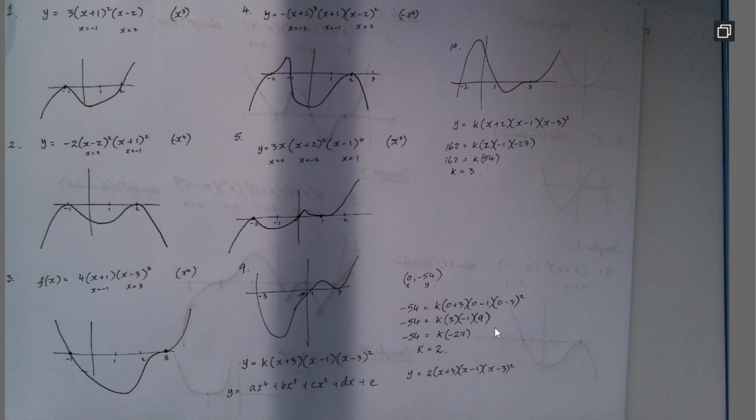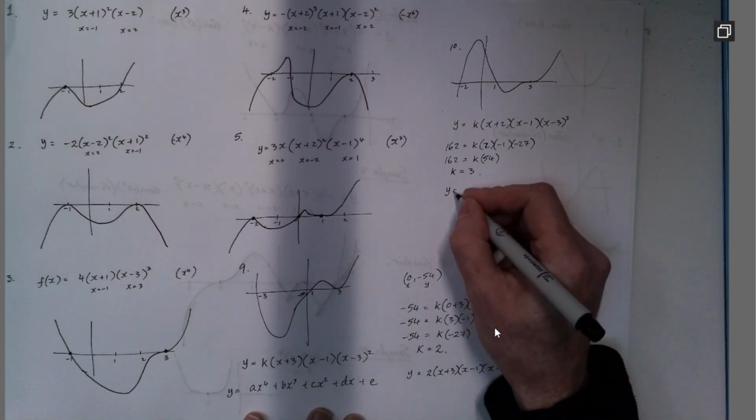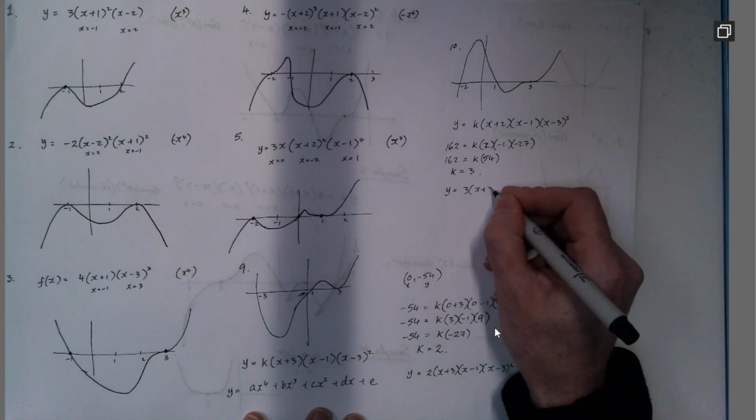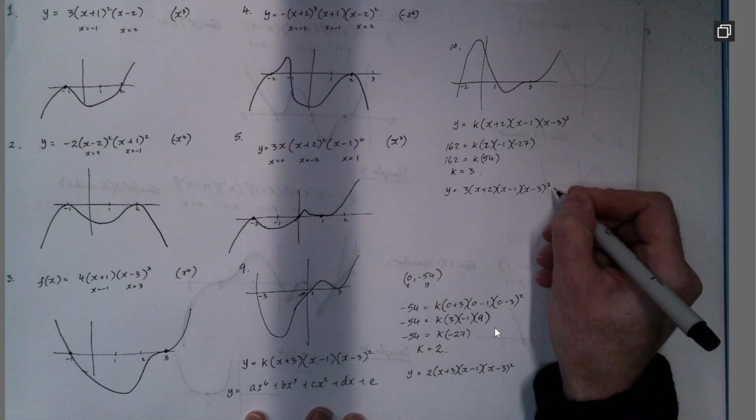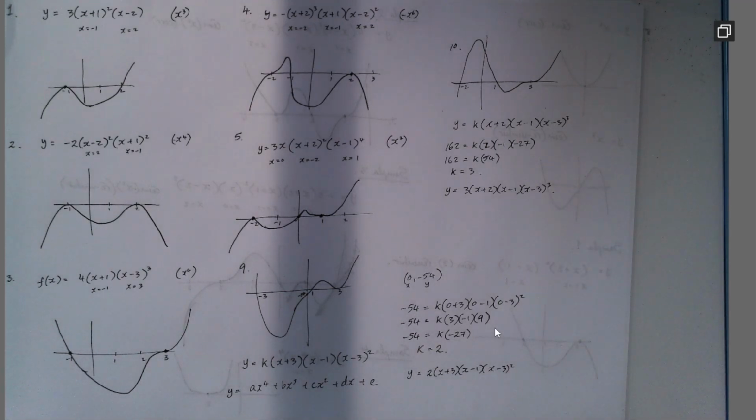If the curve contains the point, find the equation of the curve y. So the equation is y equals 3 bracket x plus 2, x minus 1 times x minus 3 cubed.